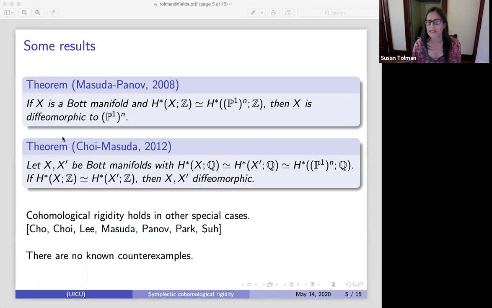But the important thing to point out is there are no known counterexamples. So as far as we know, the original question is still open. We don't know whether or not all smooth toric varieties are cohomologically rigid. Okay, so that was pretty much everything I had to say about plain old cohomological rigidity. Are there any questions or comments?